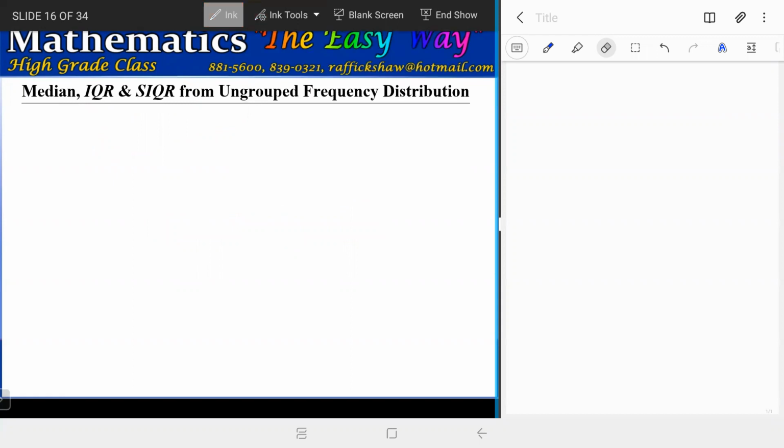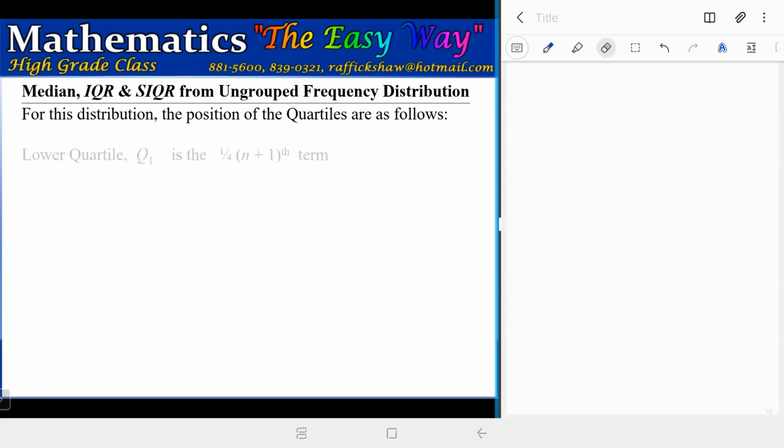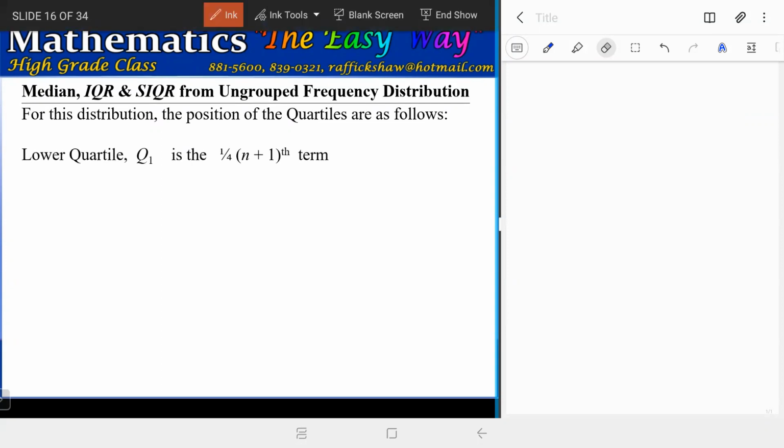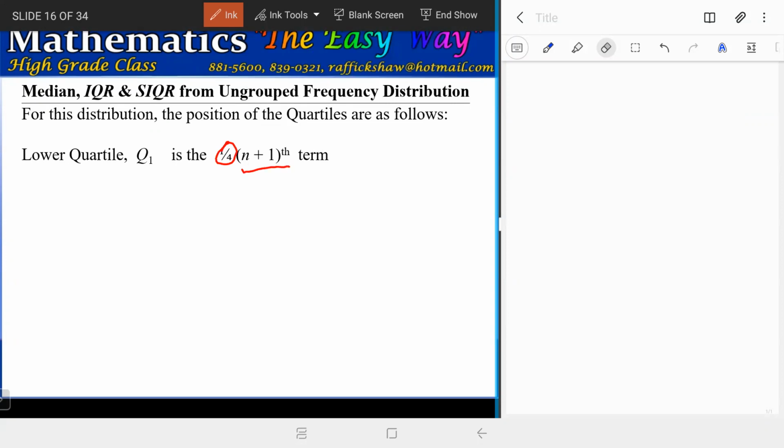When the data is ungrouped, we can use a formula to locate the position of the quartiles. For a distribution which is ungrouped, the position of the quartile is as follows. The lower quartile is the 1/4 of the n plus 1 term, where n is the number of terms. That tells you where the first quartile is located.